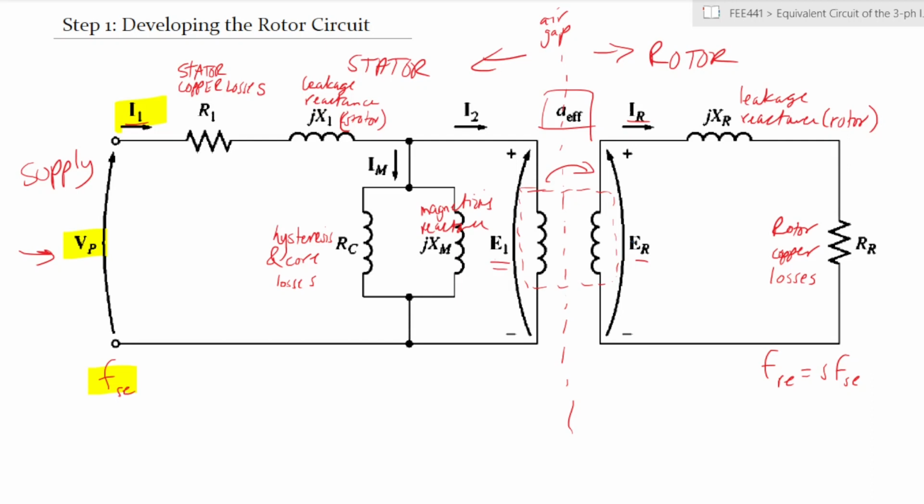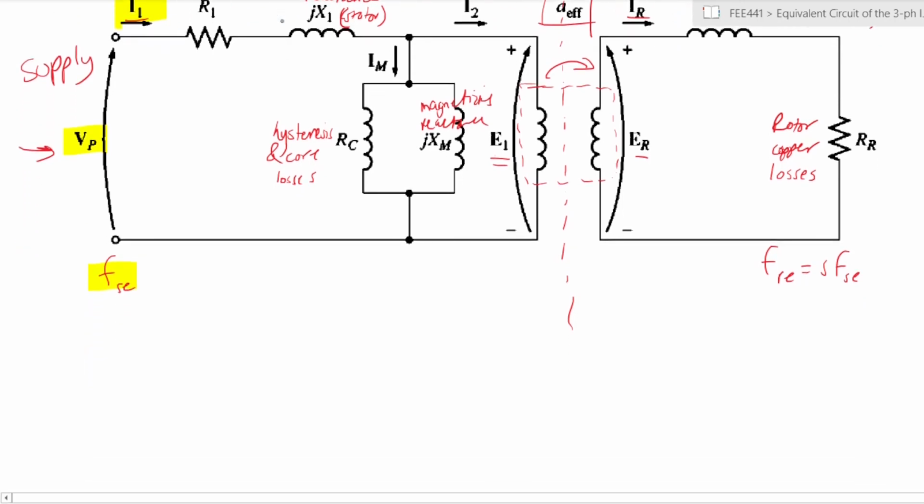So how do we do that? We do that in two steps. The first step is to develop further the rotor circuit, and the second step is to deal with the effective turns ratio. That is the transformer that we are talking about. Okay, let's look at how that is done. So we've already said there is an effective turns ratio, A effective, and we've already mentioned that the stator frequency is related to the rotor frequency.